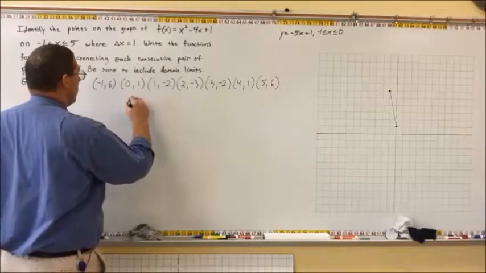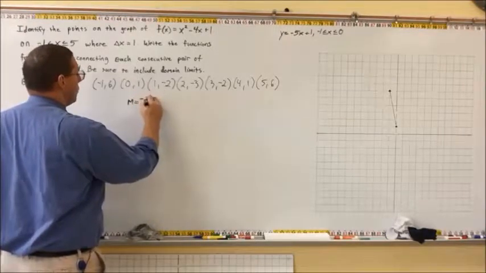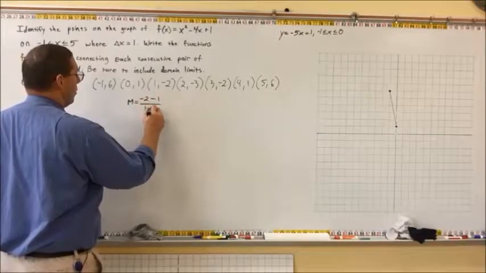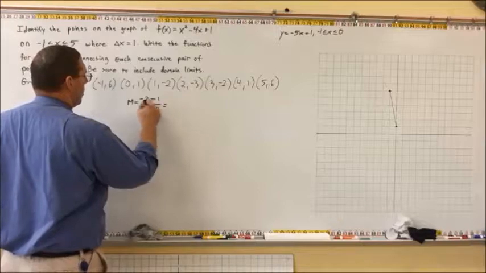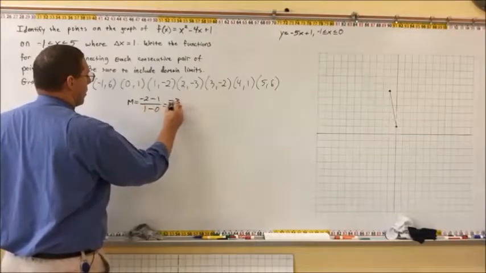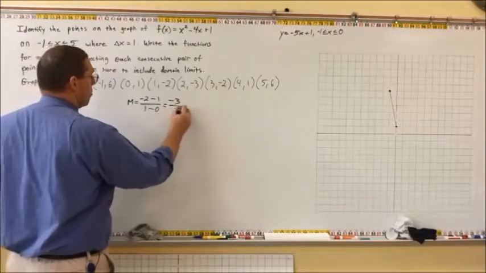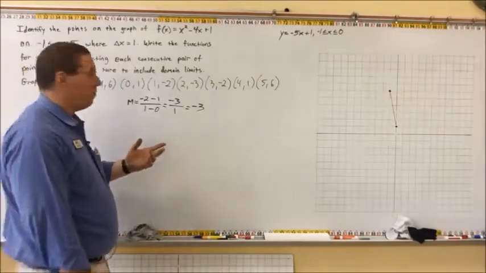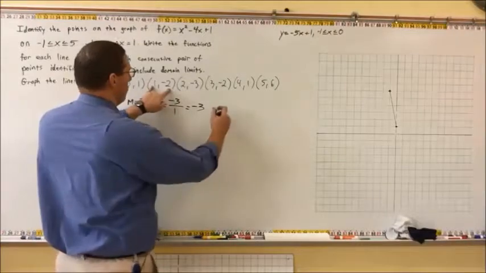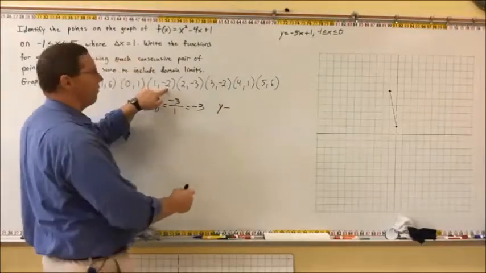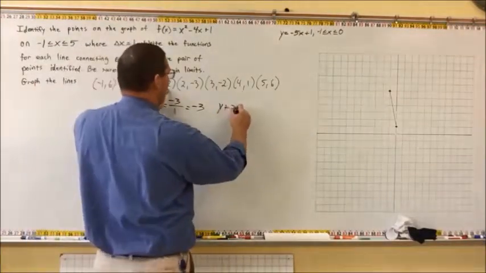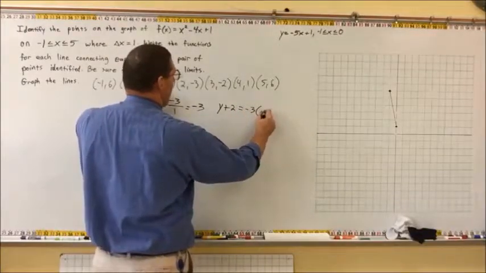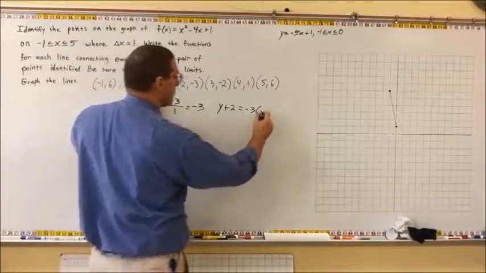So our slope is going to be y2, -2, minus y1, which is 1, over x2, 1, minus x1, 0. -2 minus 1, that's -3. 1 minus 0, that's 1. So our slope is -3. Point slope form, let's use 1 and -2. Y minus -2, that's y plus 2, is equal to the slope, -3, times x minus 1.